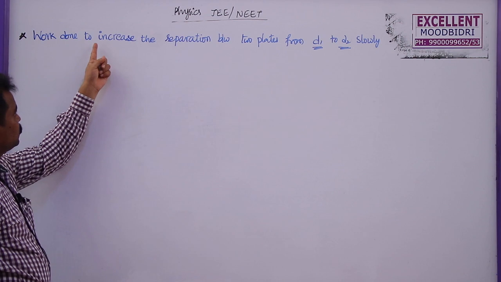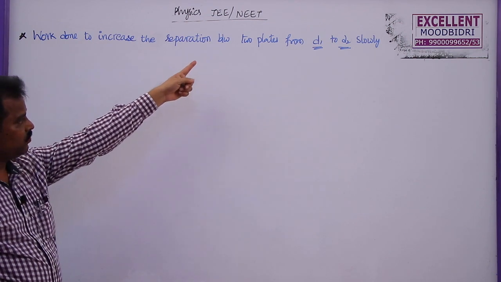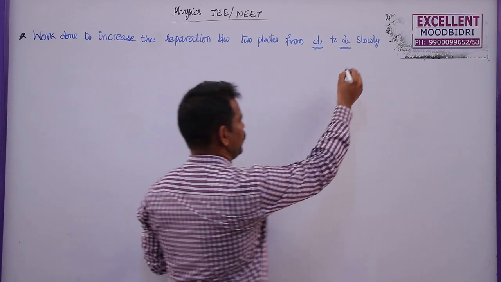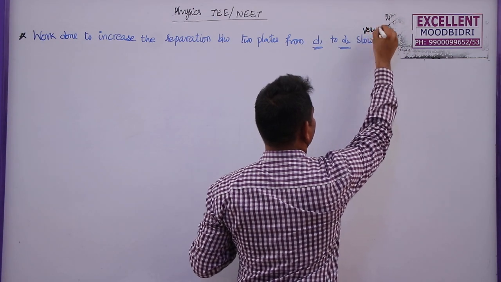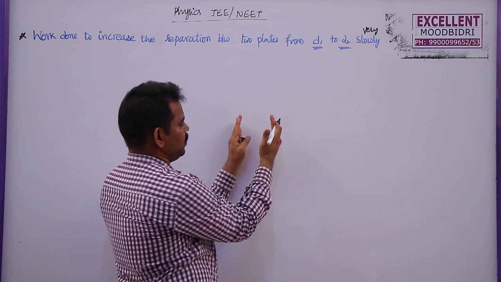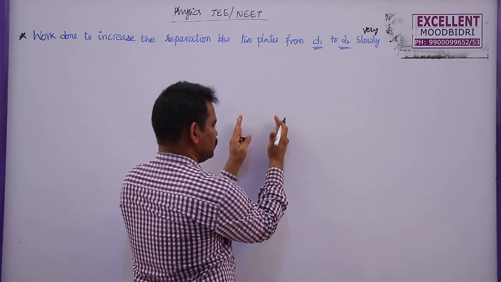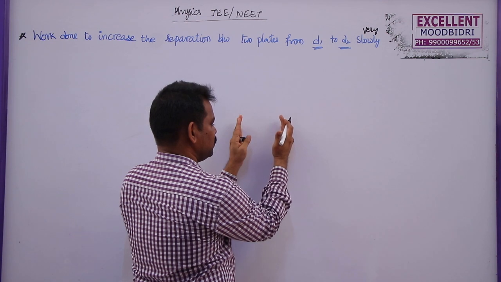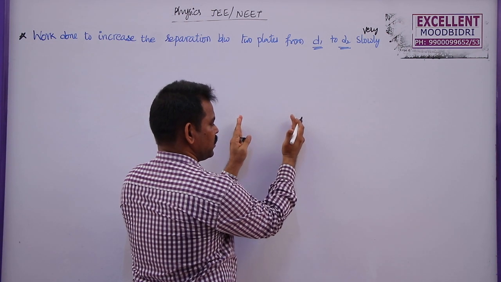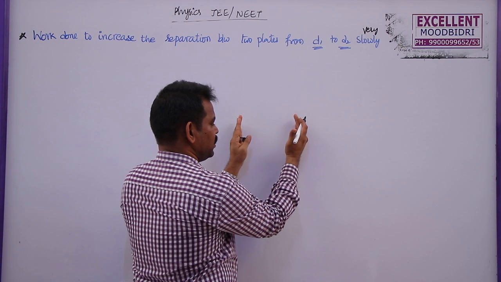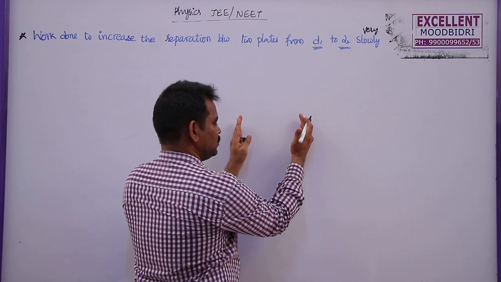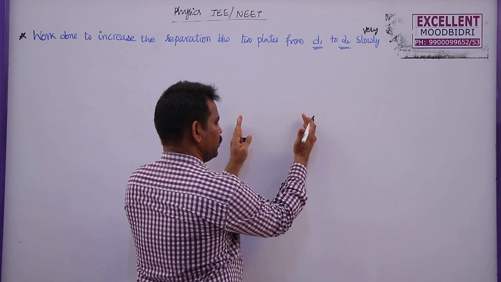To increase the separation between two plates from D1 to D2 very slowly. Here, very slowly. Why? Because if you take the first plate here, and the second plate, I am moving it very slowly. That means the change in velocity of the second plate is almost negligible, so we should not consider the kinetic energy. You can see my second hand is moving, but it almost seems to be stationary, but it is moving very slowly.